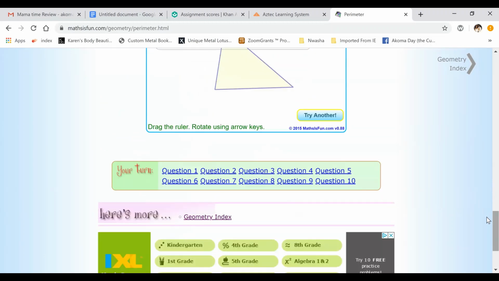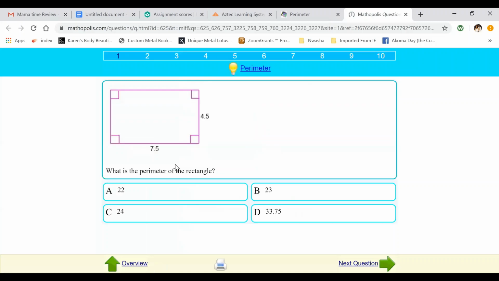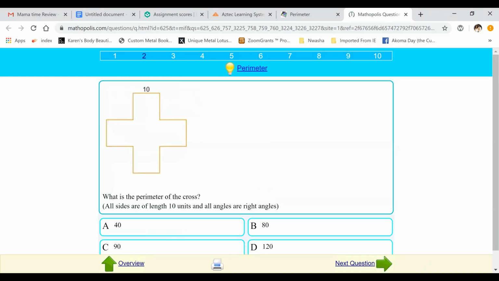So when you come down here, it says your turn, you're hitting question number 1. It says, what is the perimeter of the rectangle? So all you're doing is seeing again that it's not going to be labeled for everything. So you have to know that the word perimeter means add up all of the sides. Which is pretty straightforward.